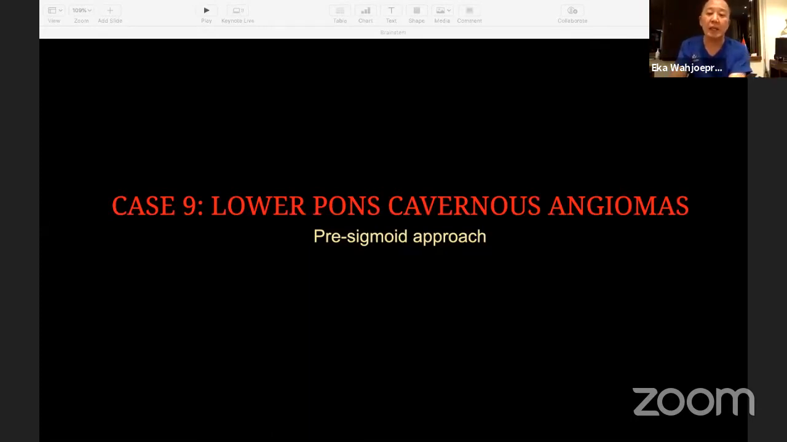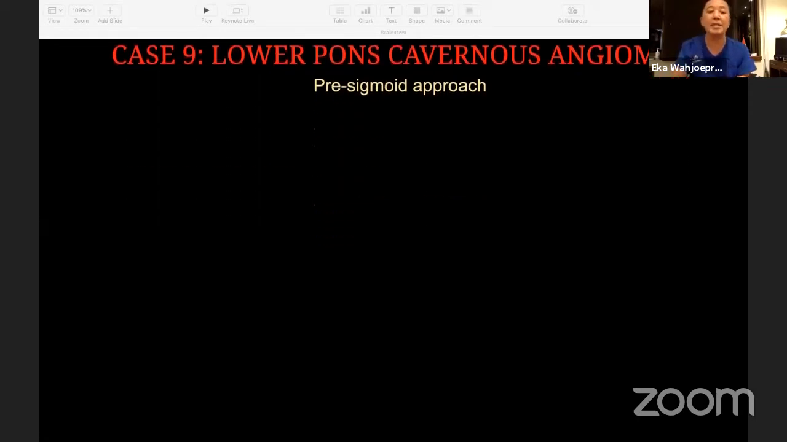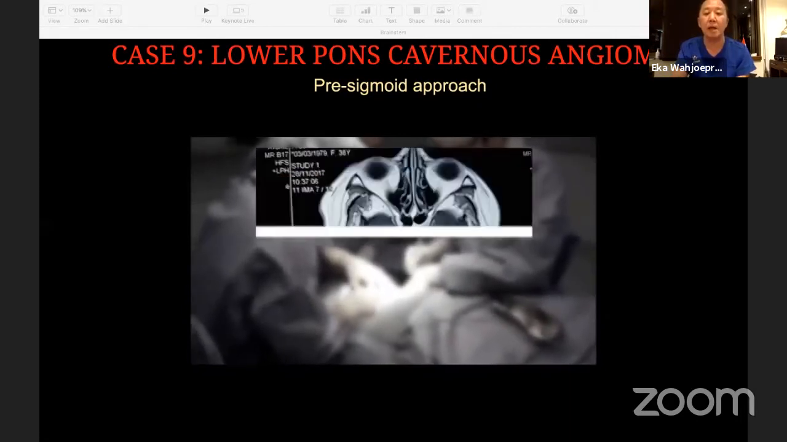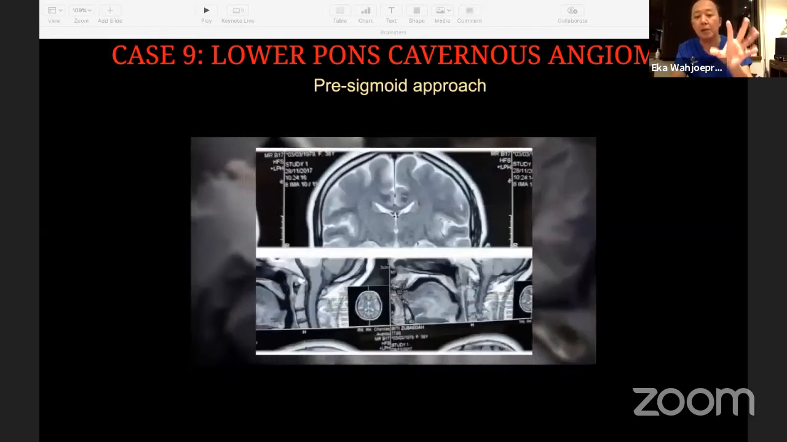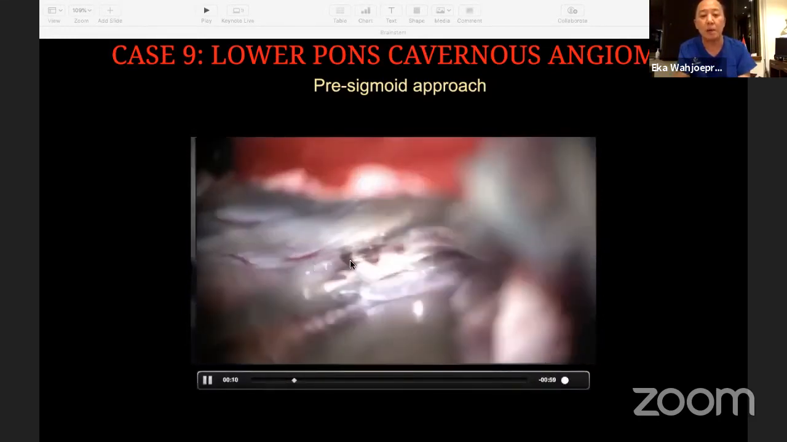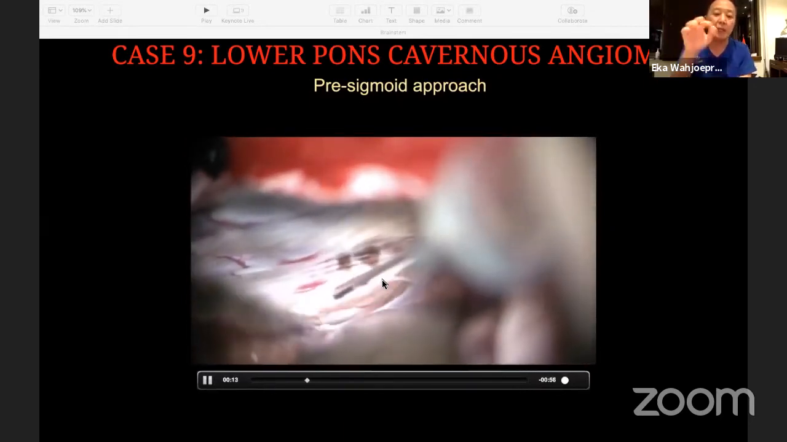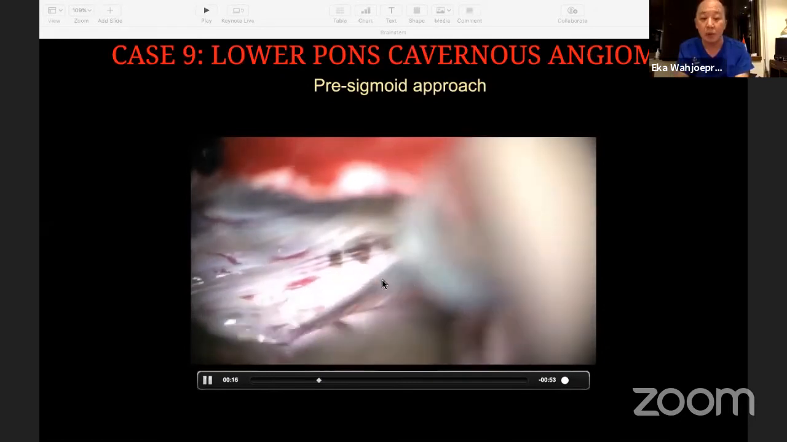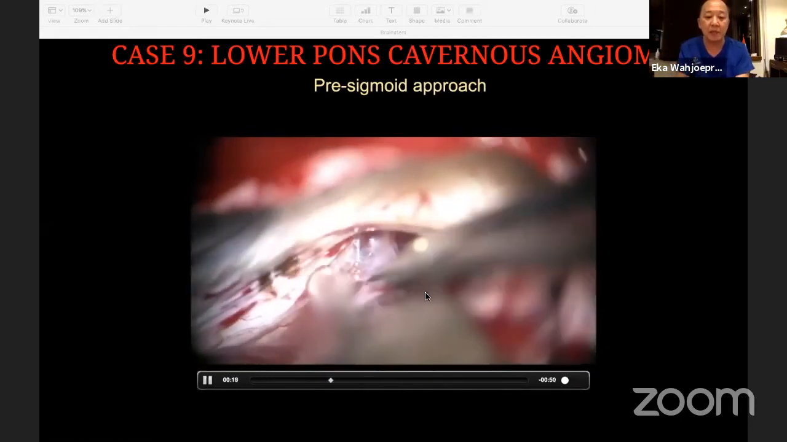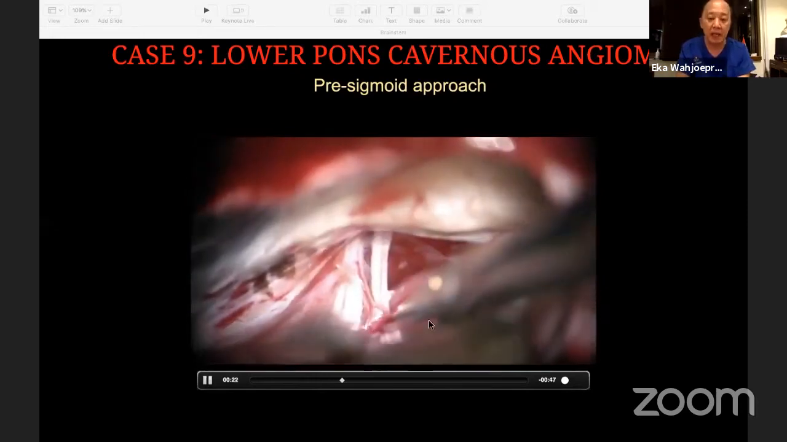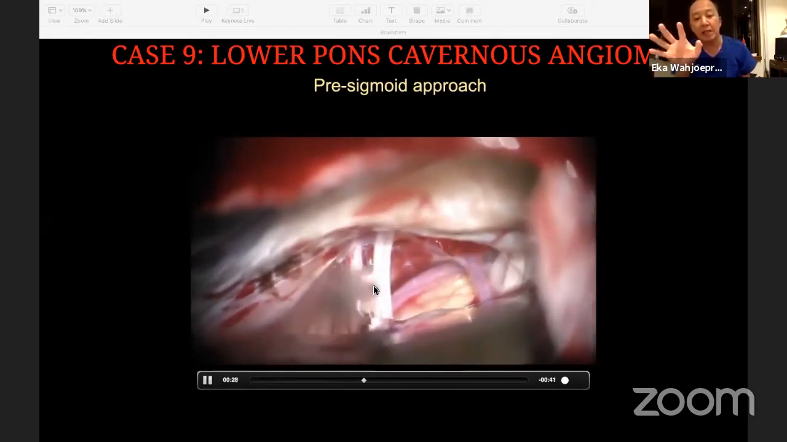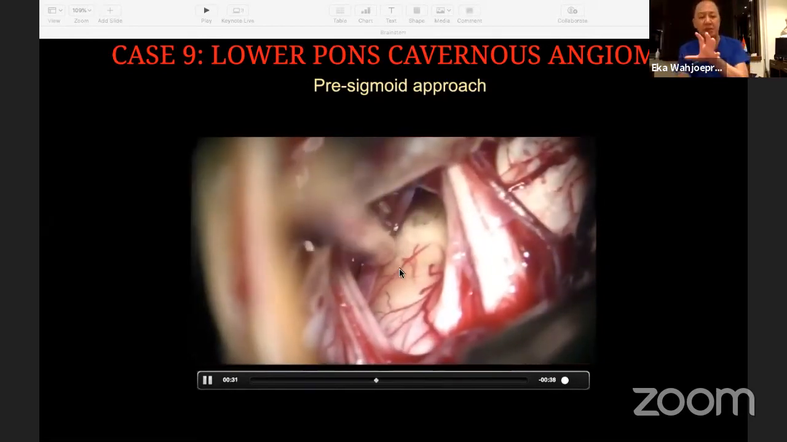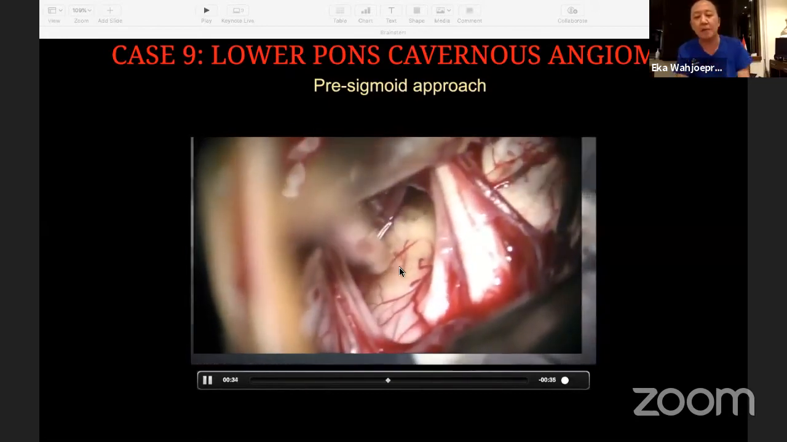So this is a unique case of lower pons cavernous angioma. And this time, we use a pre-sigmoid and sometimes maybe also retrosigmoid approach. You can see here a young lady with a very big hematoma inside, in the lower pons. Then we open it here, and you can see we can use it just like a CPA approach. After releasing the CSF, you can see here the lower cranial nerves, the 7 and 8 complex. Then we look at where the color is different. You can see here the color is a bit brownish, meaning beneath this is the hematoma of the cavernoma.